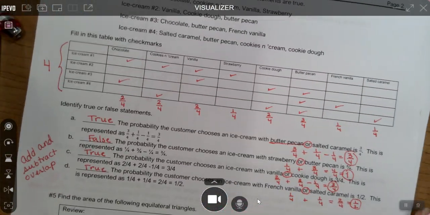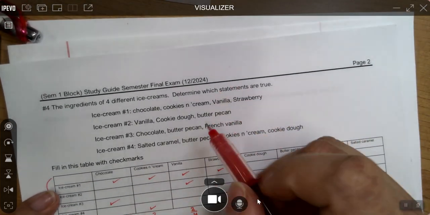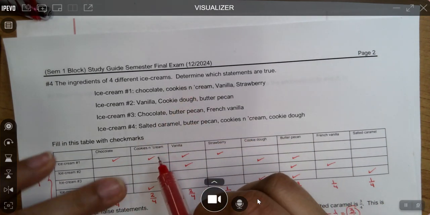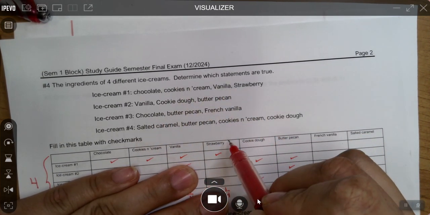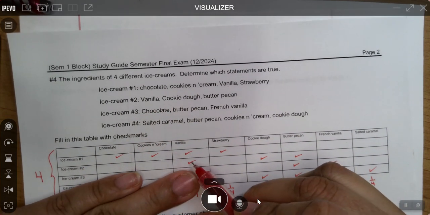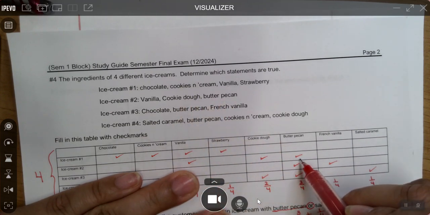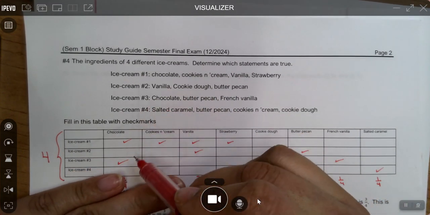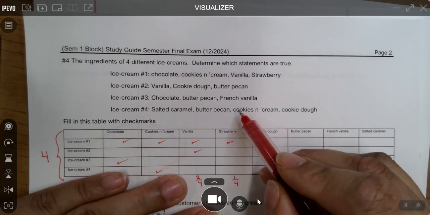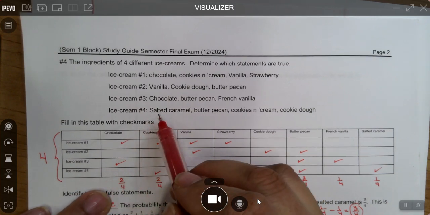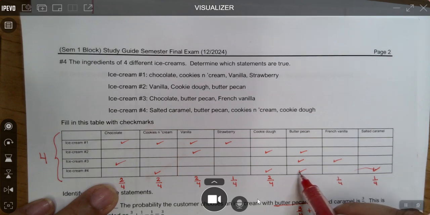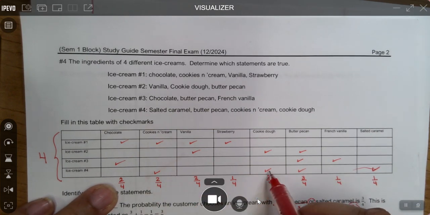All right, so now we have 4 different ice creams. Ice cream number 1 has chocolate, cookies and cream, vanilla, and strawberry. Ice cream number 2 has vanilla, cookie dough, and butter pecan. Ice cream number 3 has chocolate, butter pecan, and French vanilla. And the 4th one is salted caramel, which is over here, butter pecan, cookies and cream, and cookie dough.